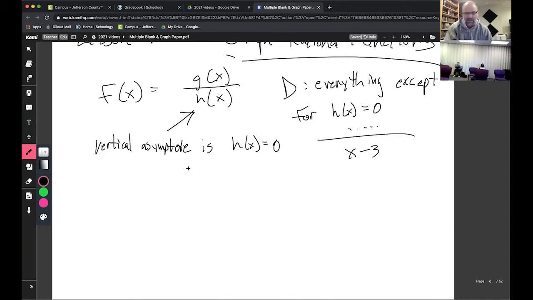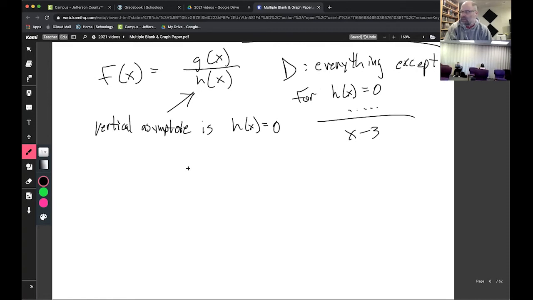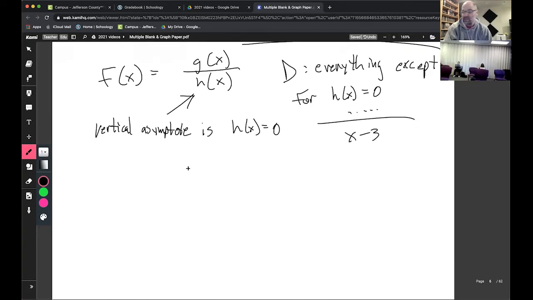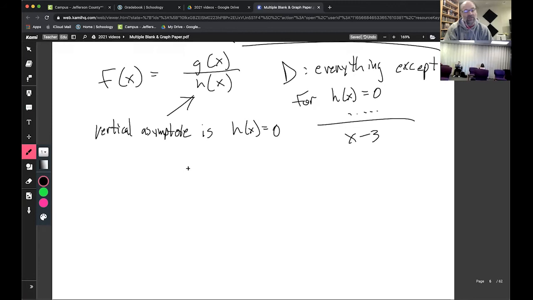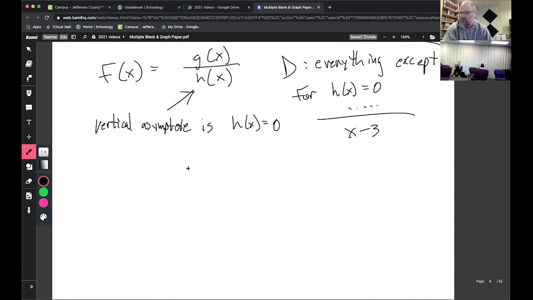All right, so let's just try an example here. We're going to find any points of discontinuity. So basically, discontinuity is where it approaches that asymptote but never crosses over, okay?